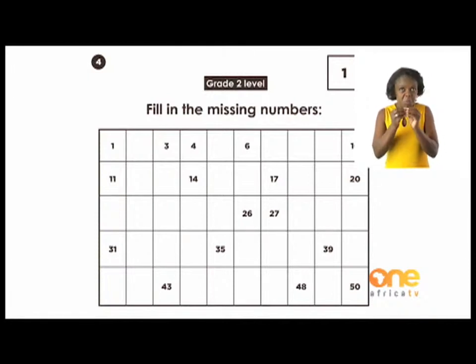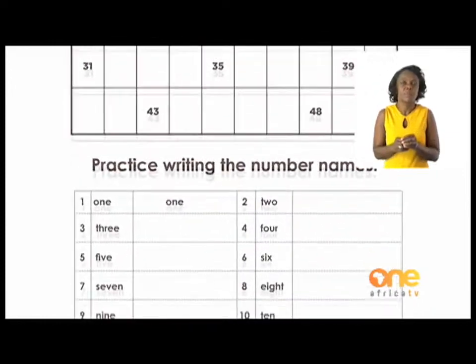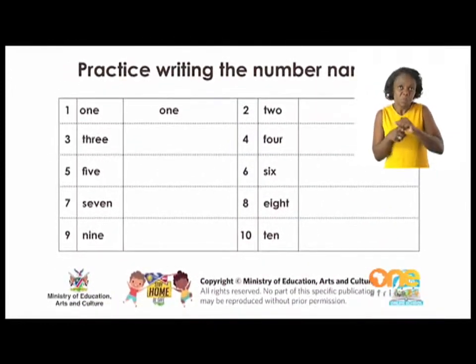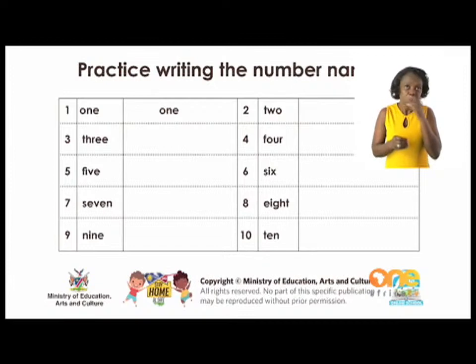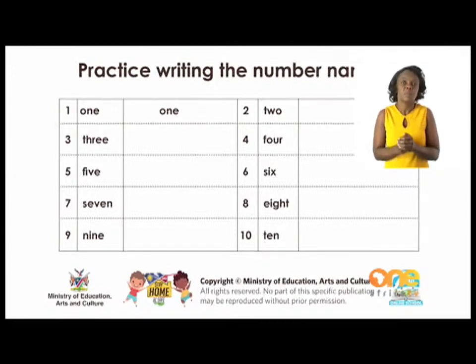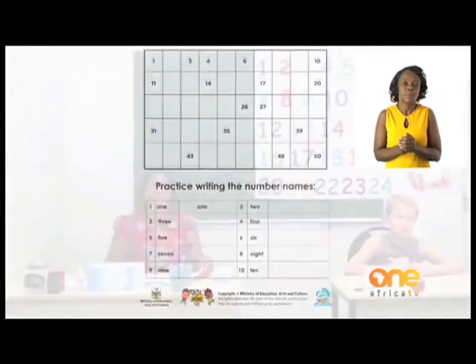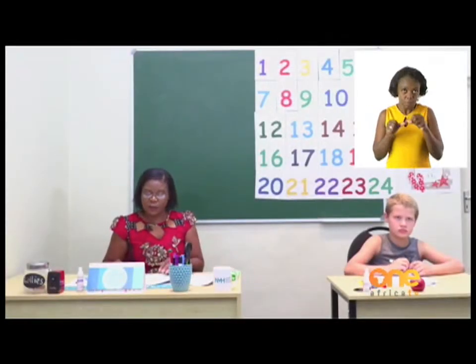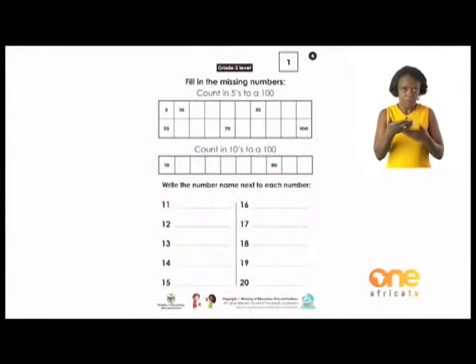And then you go to the second activity there under. Just practice writing your number names. You close your eyes and you write the number name and see if you know it. While the grade 2s are busy with their activity, let's go to page 5 for the grade 3s.